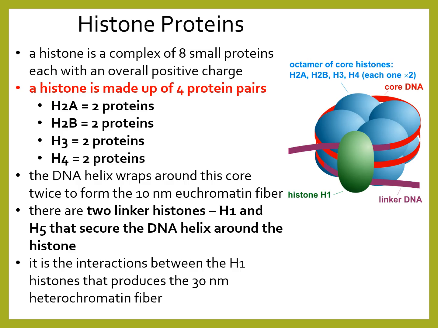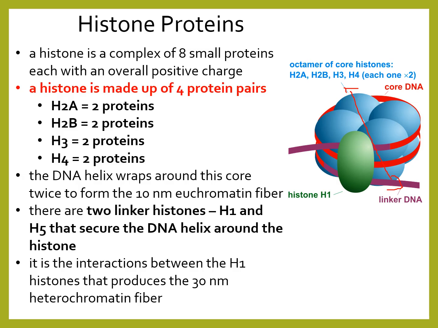The DNA is then going to wrap around this histone octamer core about twice, and the diameter across this histone bead is about 10 nanometers, which is why the beads on a string model, euchromatin, is referred to as a 10 nanometer fiber.